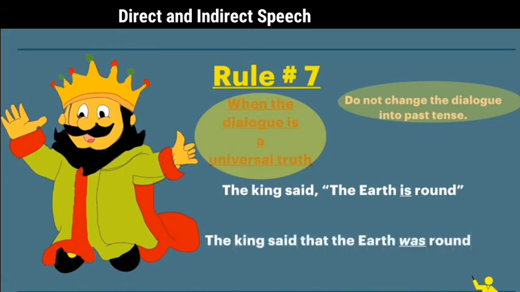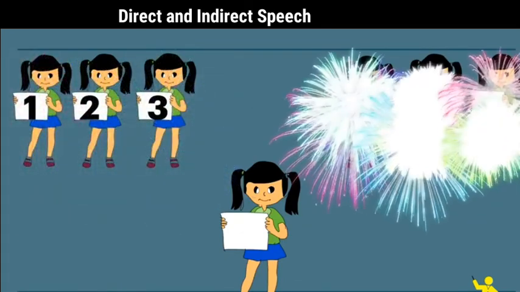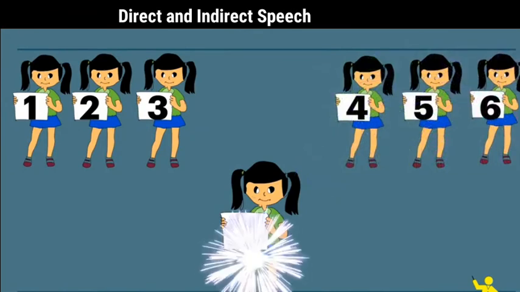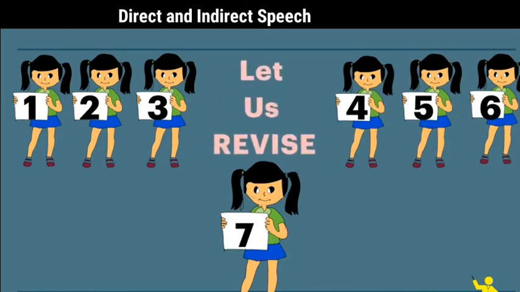Like here, "the king said the earth was round" will be wrong, because you cannot change the tense here. The quoted word will remain same. So the answer should be, the king said that the earth is round. It will remain same. So these are the 7 rules that you have gone through, which is very important and essential for you all. So let us revise once more.